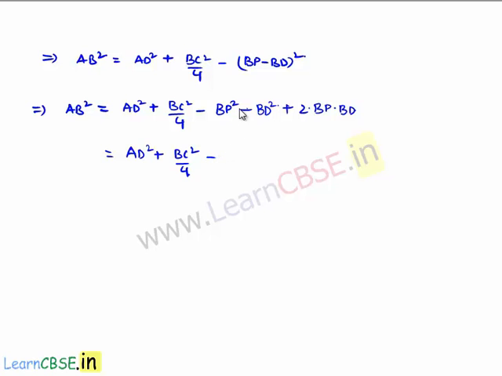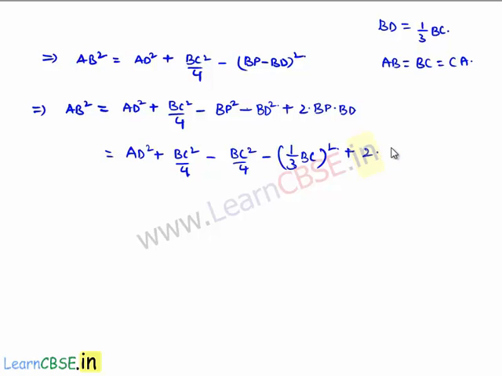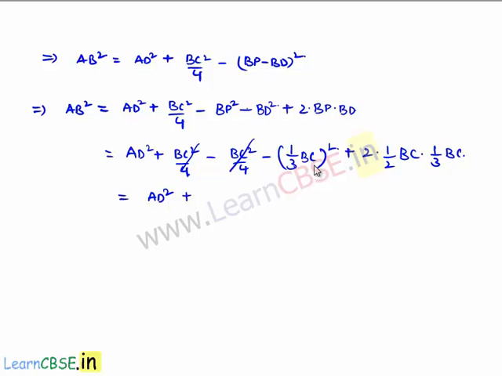We know that BP square is half of BC, so that will be again half of BC whole square, which is nothing but BC square by 4, minus, we know that BD is equal to 1 by 3 times BC. Let us replace it, 1 by 3 times BC square plus 2 times BP is nothing but half BC and BD is nothing but 1/3 of BC, which is equal to AD square plus BC square, and minus BC square by 4 will be cancelled.